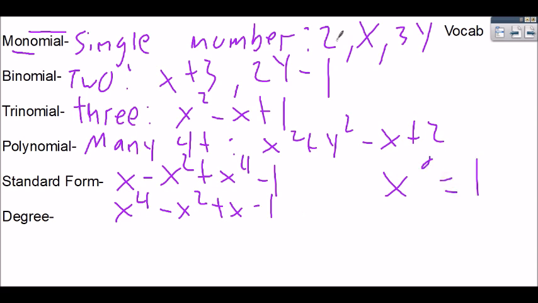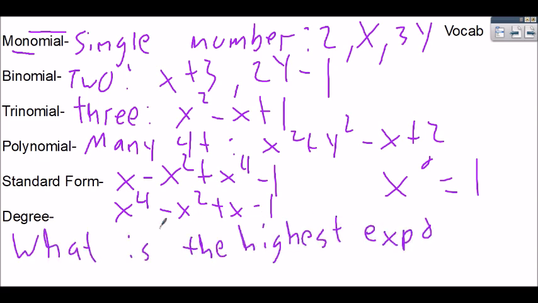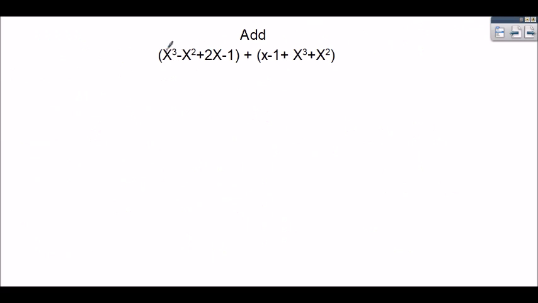And then the last vocab word is degree. And that just says, in standard form, what is the highest exponent? For this example, we would say that this is to the 4th degree. To add, the first thing we're going to do is reorganize it into standard form, and then we're going to add things with like exponents.